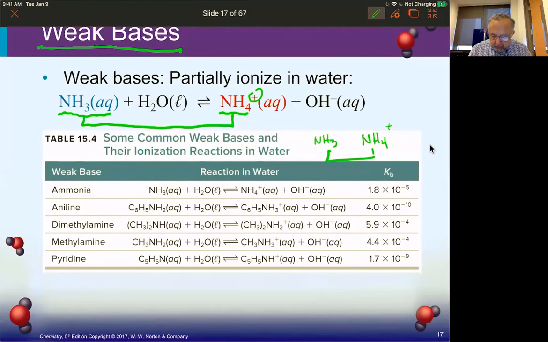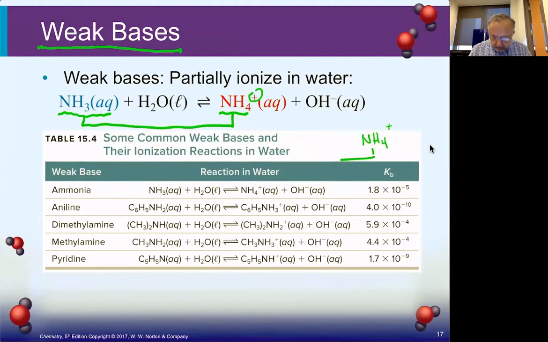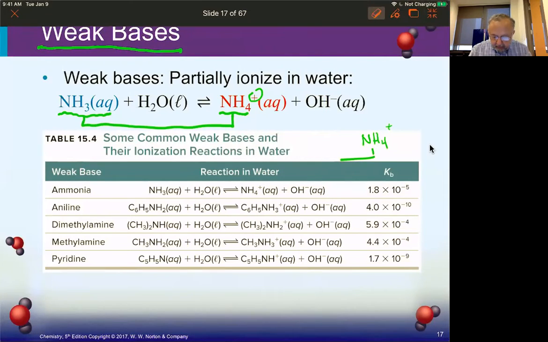Okay, so let me erase that. Doesn't make sense to have it there. Oops. What's the matter? Yeah, it should be erasing.